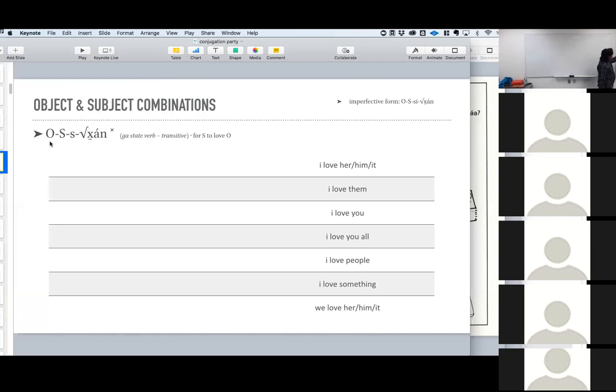When we have this little cross thing up there, that means whatever shape it's in, it's going to stay that way. That means this verb is short and high every single time. We never have to worry about the verb root changing its shape, which is pretty handy. So the imperfective form, we expect an object, a subject, si classifier, so that's plus I, and then chan. So how would I say I love her, him, or it?